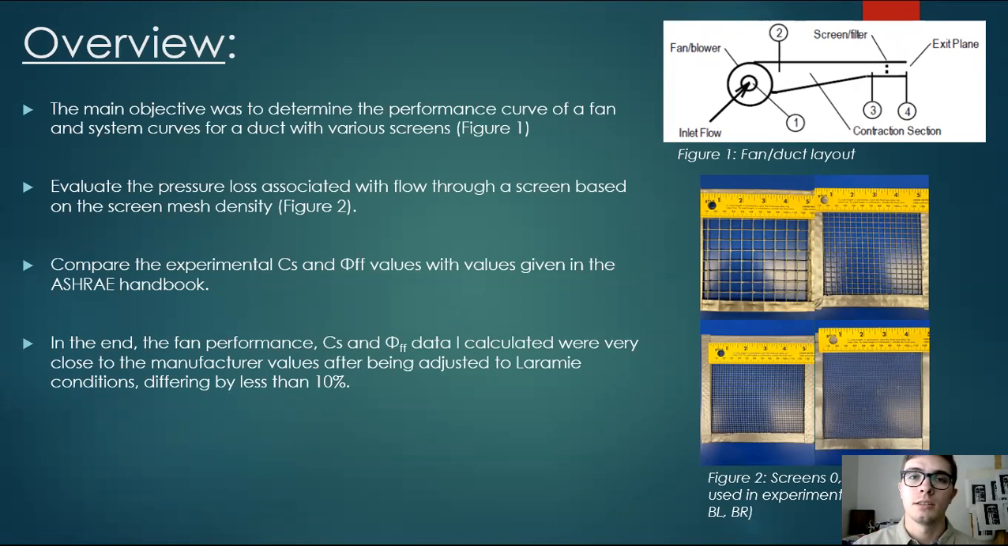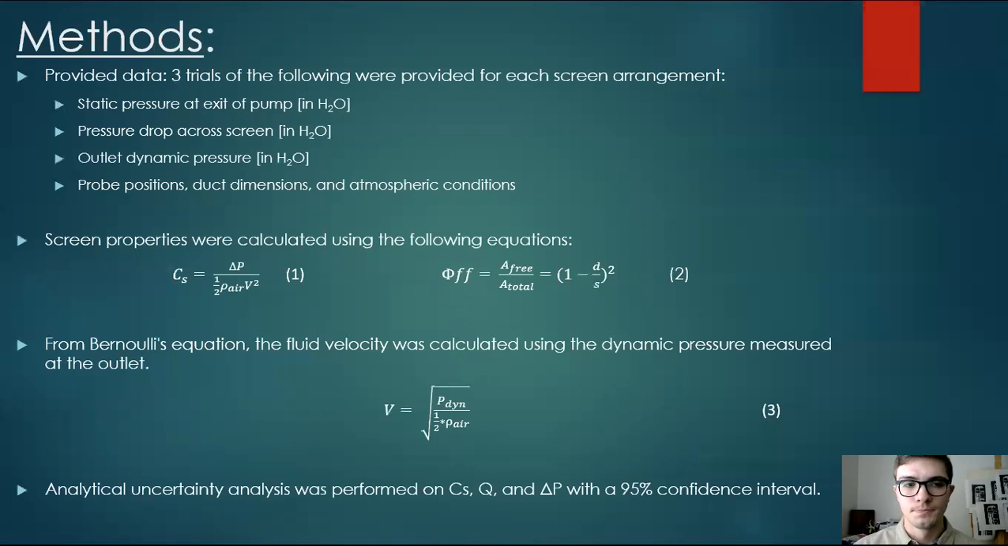And in the end, the fan performance, loss coefficient, and phi data I had calculated were very close to the ASHRAE values that we were given after I converted them to Laramie conditions, and they differed by less than 10%.